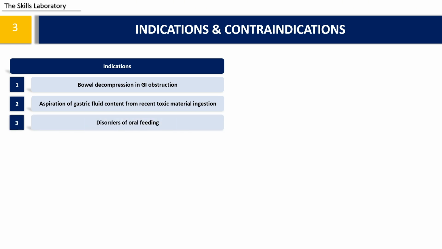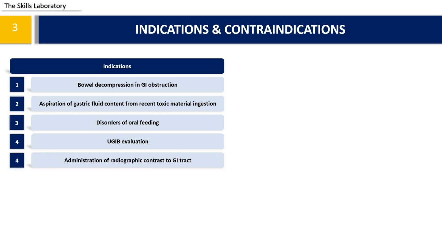Okay, next, disorders of oral feeding, such as for patients who are cachectic or those who are unable to swallow. They have difficulty swallowing, or dysphagia, so we use NGT and OGT for nutritional support or feeding administration, to meet the nutrient or metabolic requirement, and for medication administration. Thirdly, for UGIB, or upper gastrointestinal bleeding evaluation. And lastly, for administration of radiographic contrast to the GI tract.